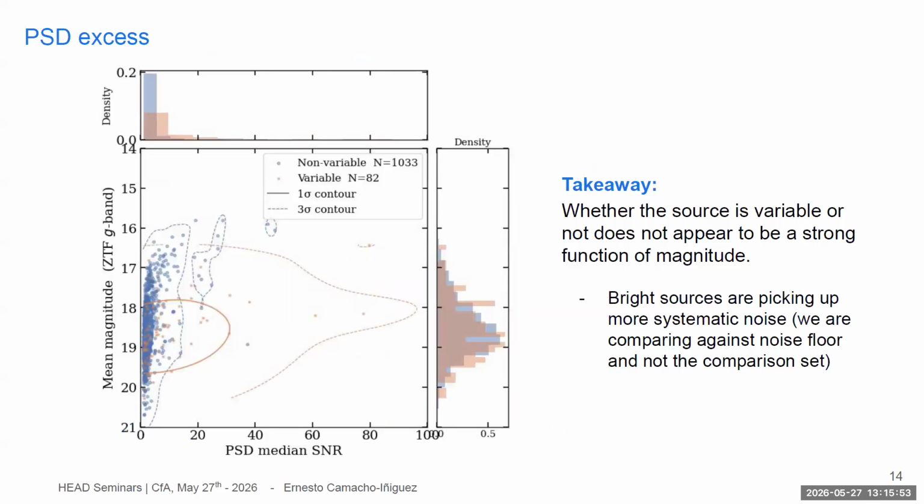If we look at the PSD excess, so how much the power signal is above the noise level, and we compare it with the mean magnitude in the G band of ZTF, we can see that the variable and the non-variable objects trace the same population. So we don't see a strong dependence between the excess of the PSD and the mean magnitude. Also, there are a few bright objects that are picking up a little bit more noise. That is why we have these contours over here, because we're comparing to the noise level and not to the calibration object. So it's systematic observational noise.